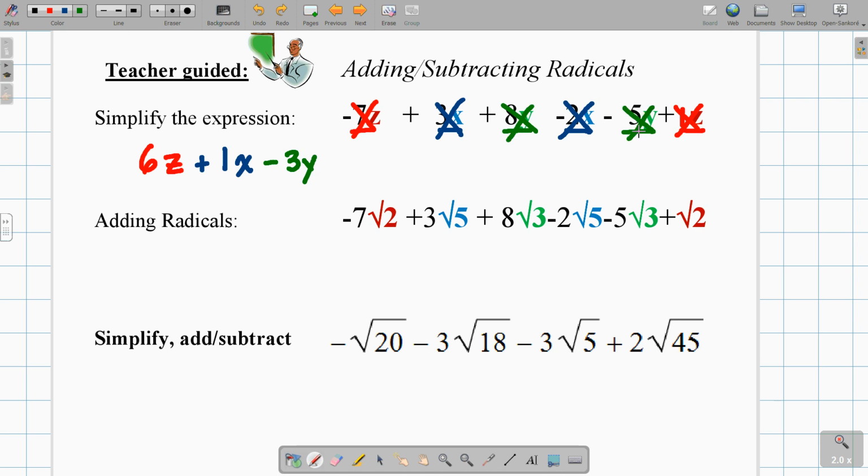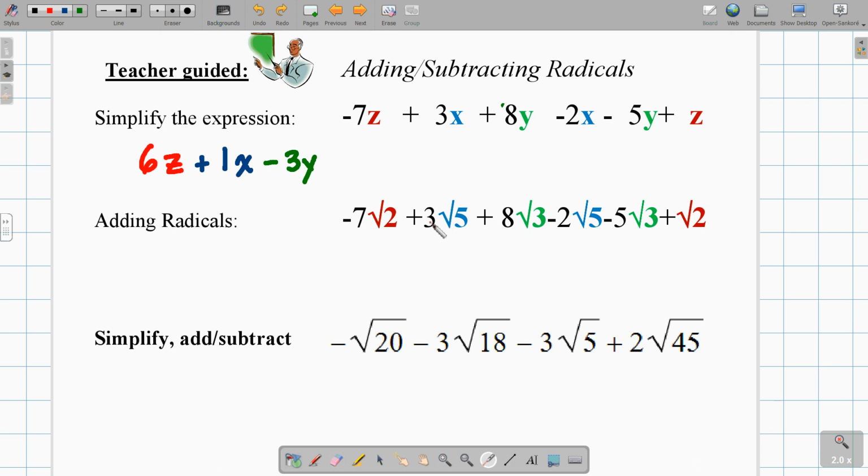Negative 7 root 2 plus 3 root 5 plus 8 root 3 minus 2 root 5 minus 5 root 3 plus root 2. If you watch very, very carefully, in fact, why don't you physically trace this down with me so you can see how these connect. The same rules that we used for the variables, we are going to use for the radicals. The exact same rules. Ready?